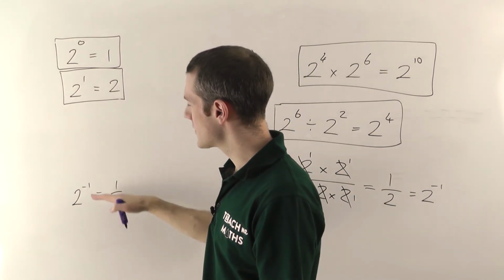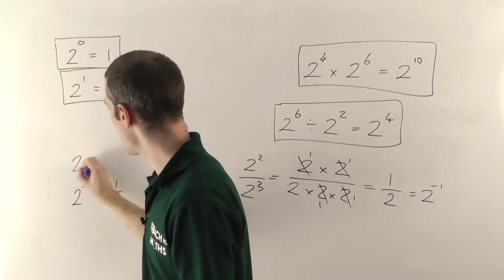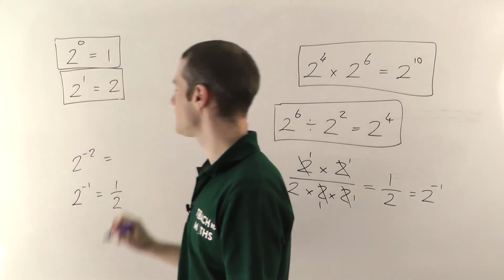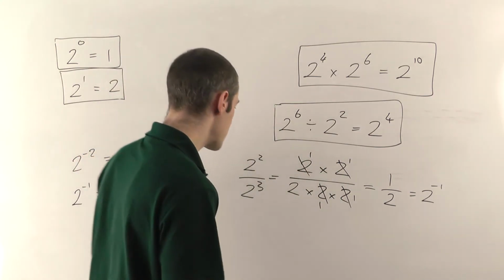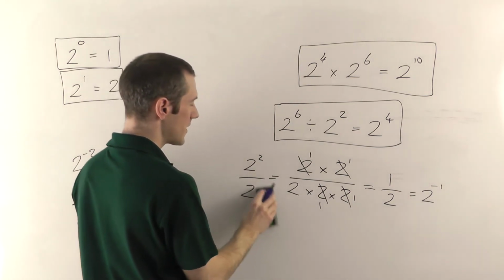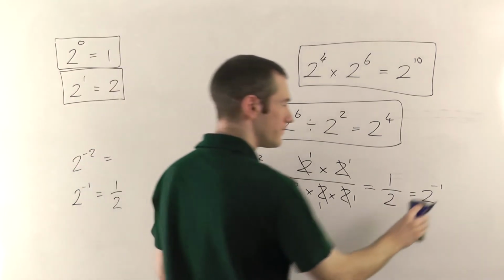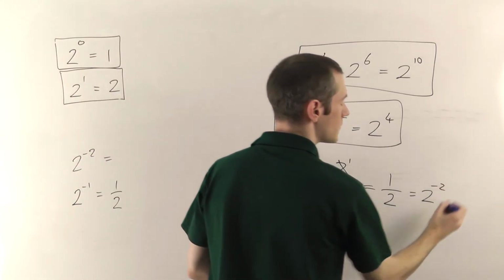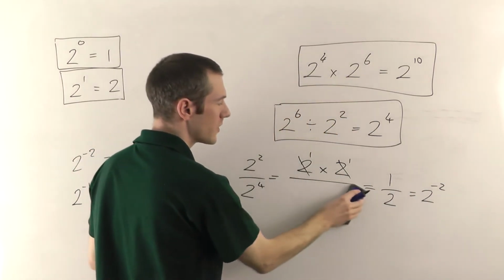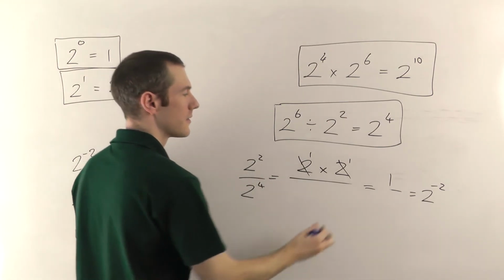Right, let's go more negative. We'll have 2 to the power minus 2. Well, minus 2, again if I come back to here, if I made that a 4, 2 minus 4 will give me minus 2. And then we just got to work out what this is actually going to give us.